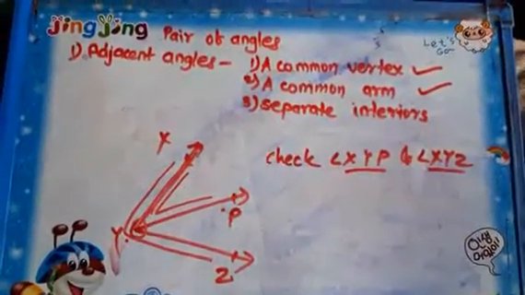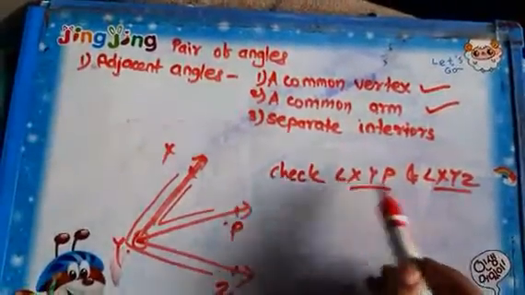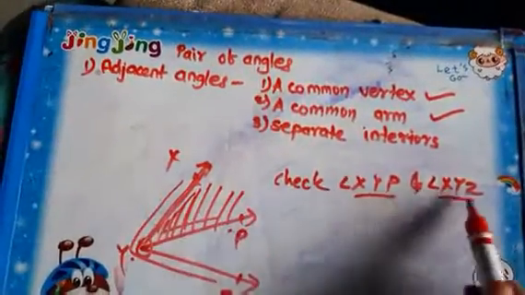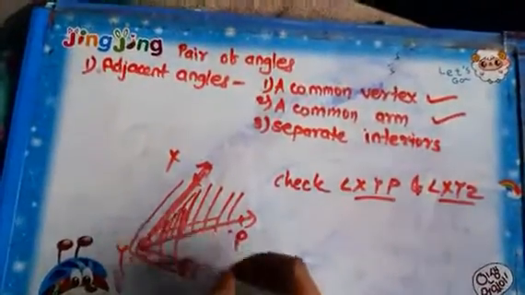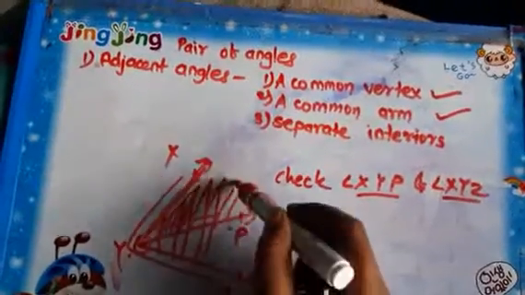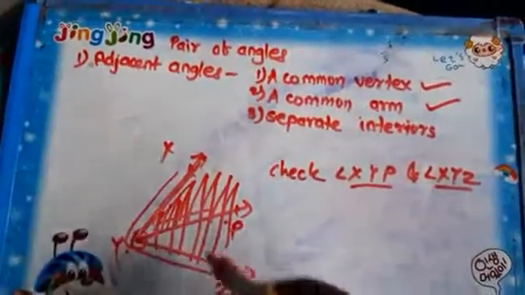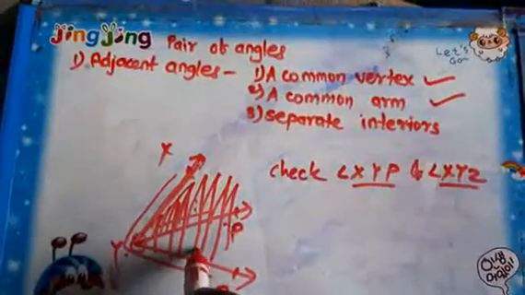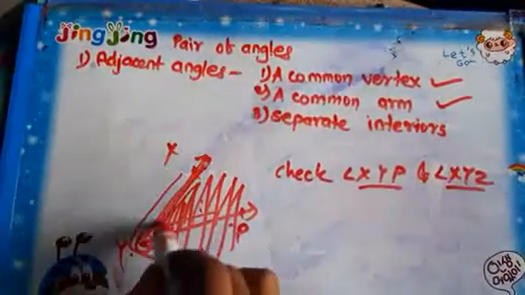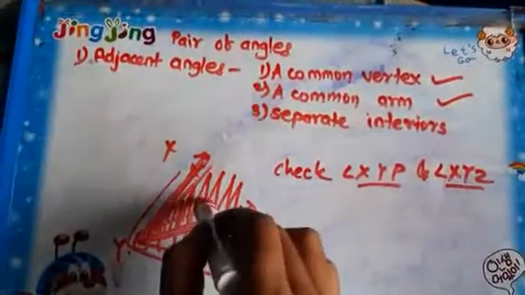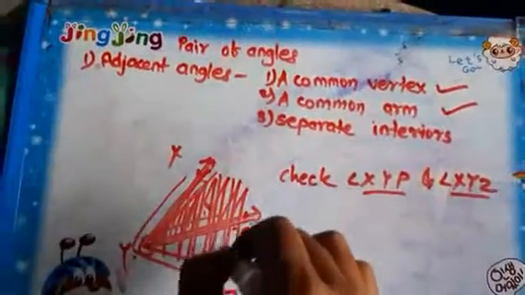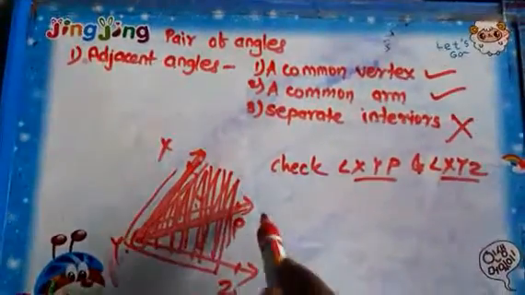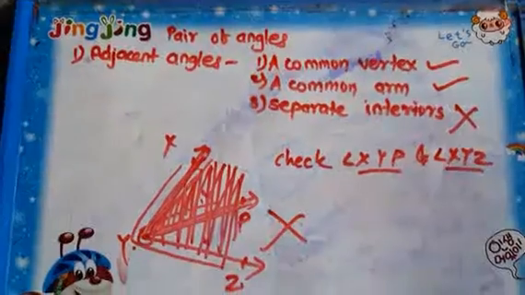Now separate interiors. We will check: XYP has this interior and XYZ has this whole interior. Because this angle is whole, the interior will be whole. Means these two do not have separate interiors. XYP's interior is included in XYZ's interior. Means this condition is not satisfied. So this is not a pair of adjacent angles.